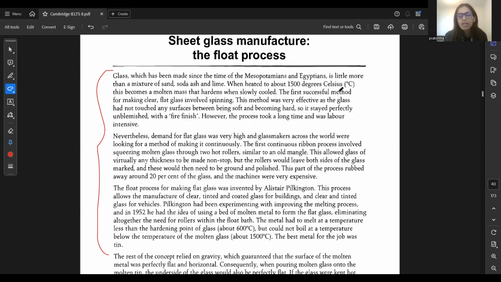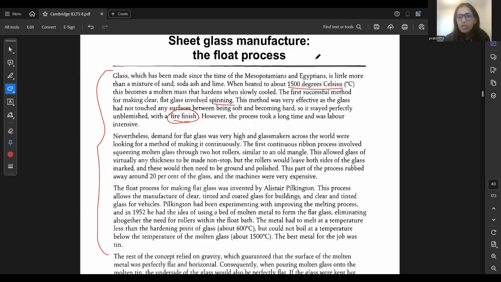all the information, right? So glass, which has been made since the time of Mesopotamians and Egyptians, is little more than a mixture of sand, soda ash, and lime. When heated up to 1500 degrees Celsius, this becomes a molten mass that hardens when slowly cooled. The first successful method of making clear, flat glass involved spinning. This method was very effective as the glass had not touched any surfaces between being soft and becoming hard, so it stayed perfectly unblemished with a fire finish. However, the process took a long time and was labor intensive.